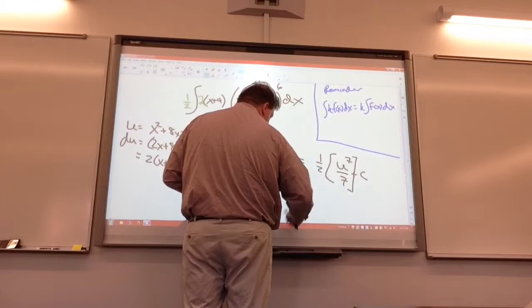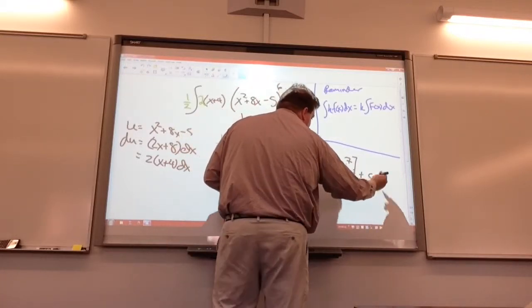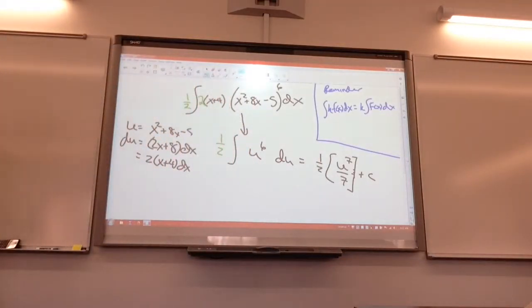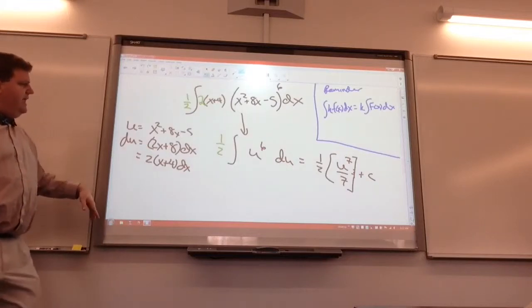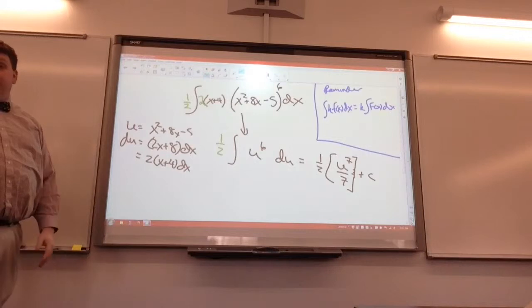And the 1/2, you can put the c on the inside or the outside, it doesn't really matter because it's still c in the end. 1/2 c is still c, as far as integration is concerned. And so now we've got the antiderivative, and I can leave my answer like that. I can put in what it originally was, there's lots of different things. You don't even need to plug it back.